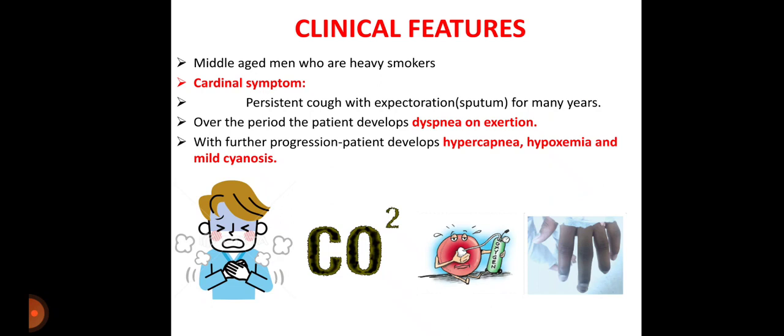Clinical features. Mainly it affects middle-aged men who are heavy smokers. The cardinal symptom of chronic bronchitis is persistent cough with expectoration for many years. Over time, the patient develops dyspnea, shortness of breath, hypercapnia, a buildup of carbon dioxide in the bloodstream, hypoxia, the absence of enough oxygen in the tissues to sustain body functions, and mild cyanosis, a bluish or grayish discoloration of skin and nails.